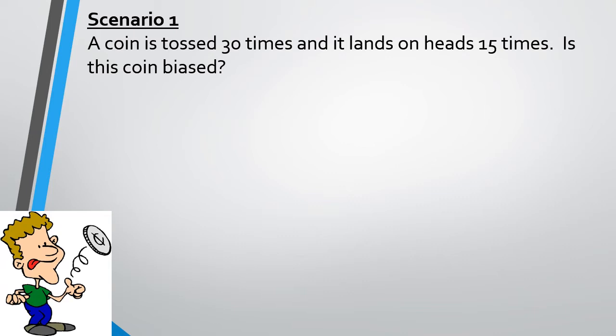If we had a coin, and we toss it 30 times and it landed on heads 15 times, would we say that coin is biased? Is it giving me more heads than it should, more tails than it should? Is it a fair coin? With 30 throws, we'd expect to get 15. We've had it 50% of the time here. In a perfect world, that is what we would expect: 15 heads and 15 tails. So I'm happy to say that the coin is fair, unbiased.